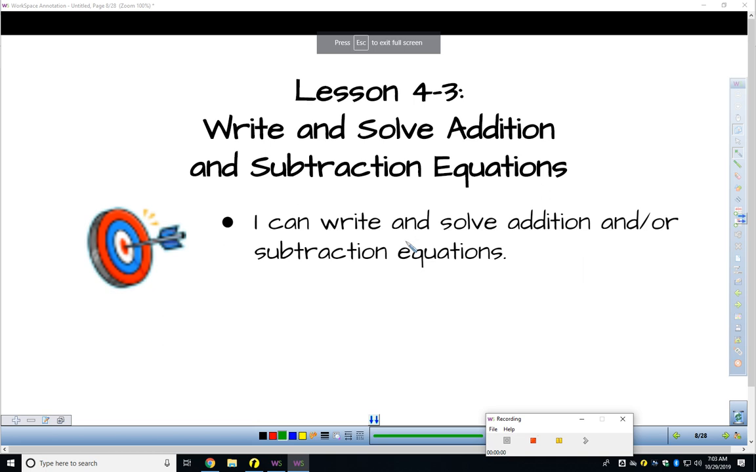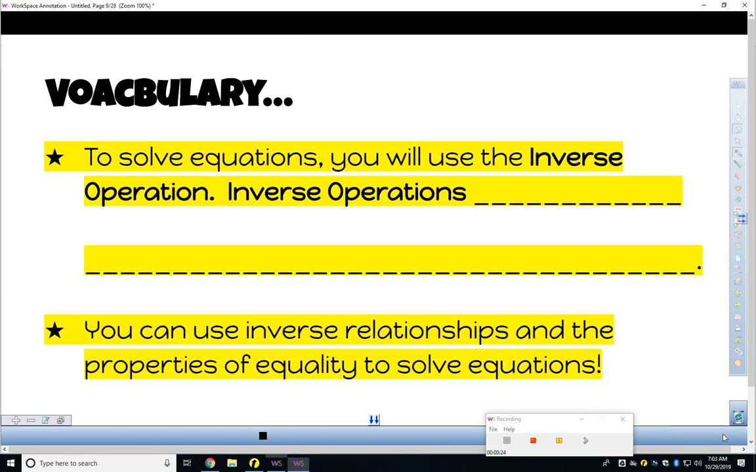In section 4.3, we're going to be writing and solving addition and subtraction equations. And so we're actually going to be figuring out what the variable is worth that would make a situation true. Okay. And so some vocabulary here, right? To solve equations, you are going to use inverse operations.